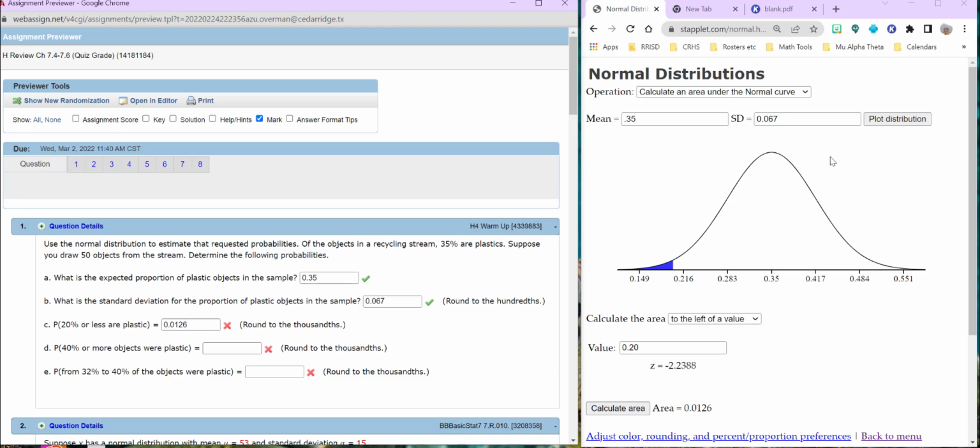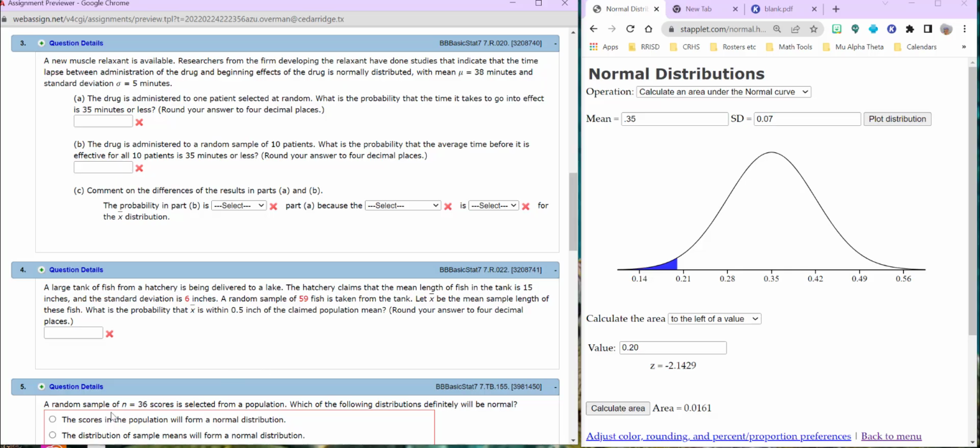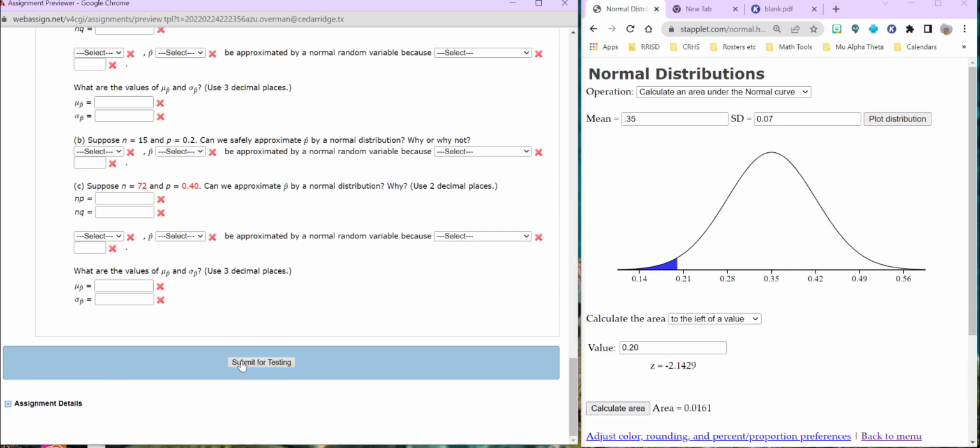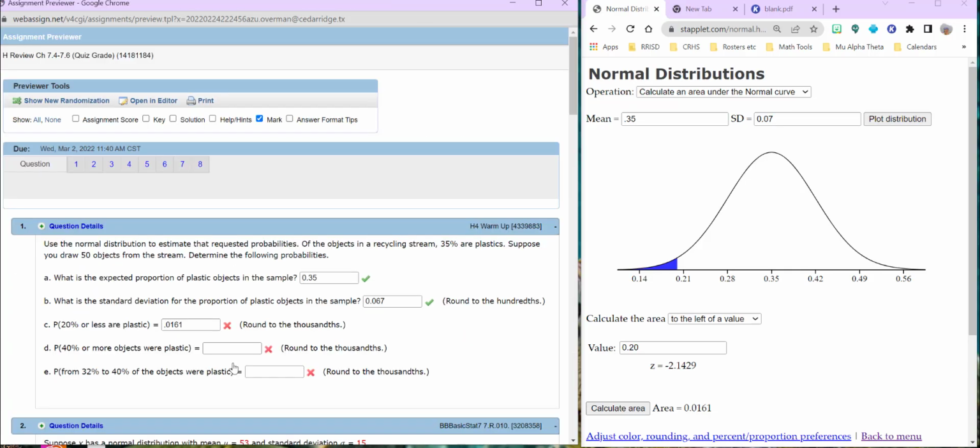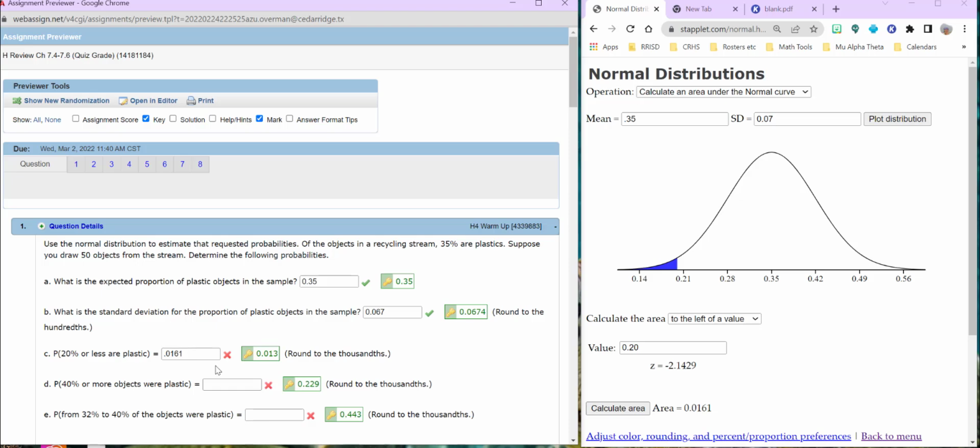I have 20%. I wonder if it's 0.07. Let's try that. Calculate area. 0.0161. Let's see if I actually rounded it in this case, which I might have done, because this was a warm-up question from years ago. And let's see how we're doing. No, everyone's going to cheat. What's going on here? Key. 0.013. So let's put it back.